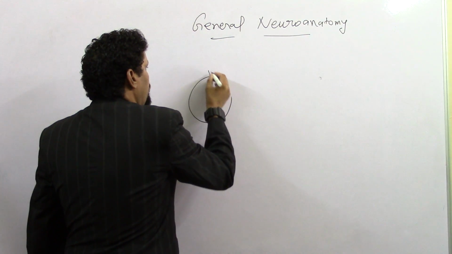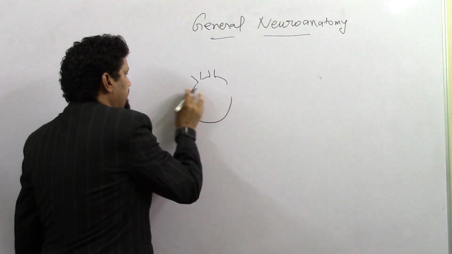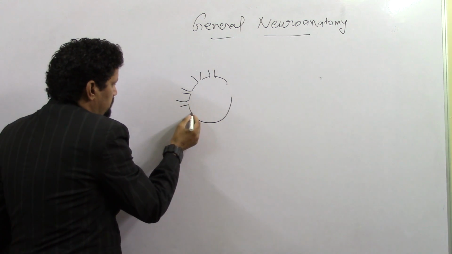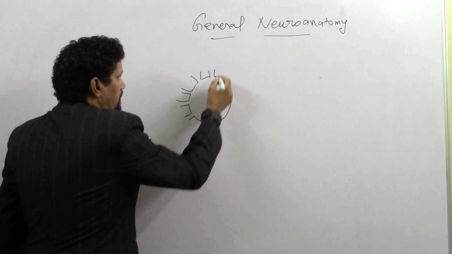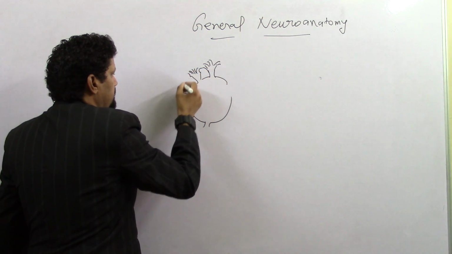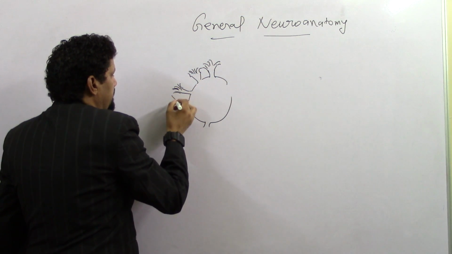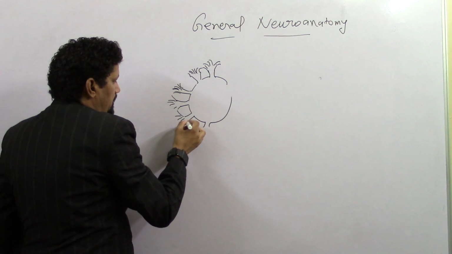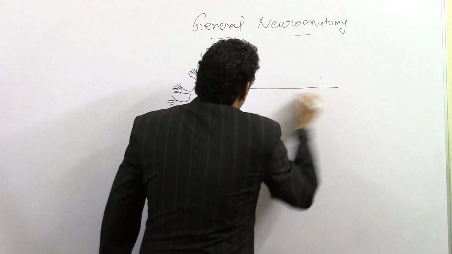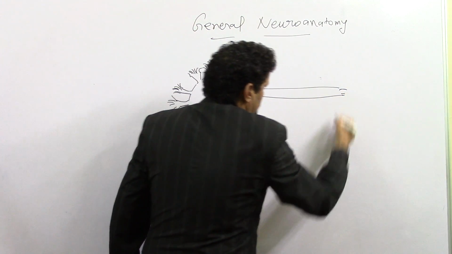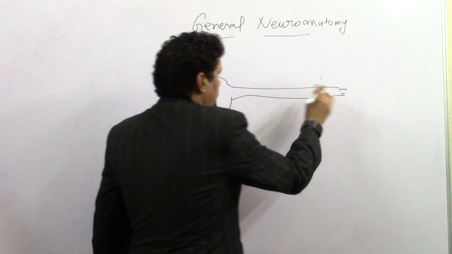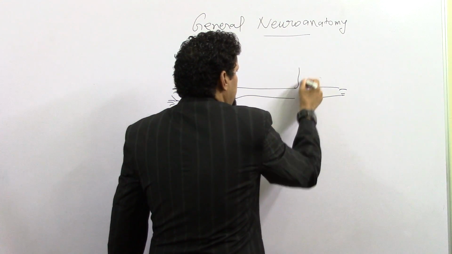A typical neuron is having multiple dendrites, with arborization of the dendrites, that is the branching and rebranching of the dendrites, forming a tree-like structure, and a long single neurite or process known as axon, and it is having branching at right angles.